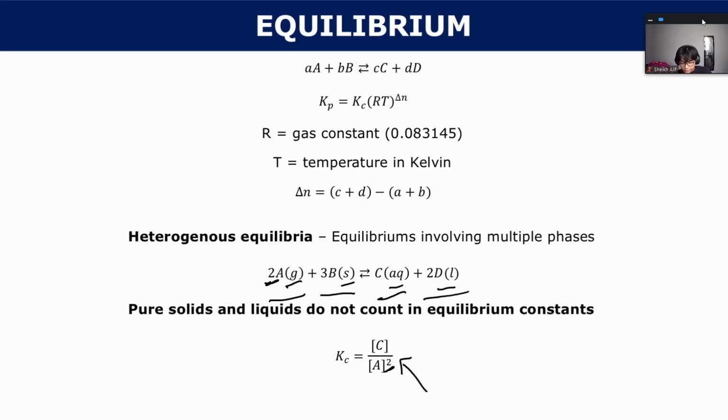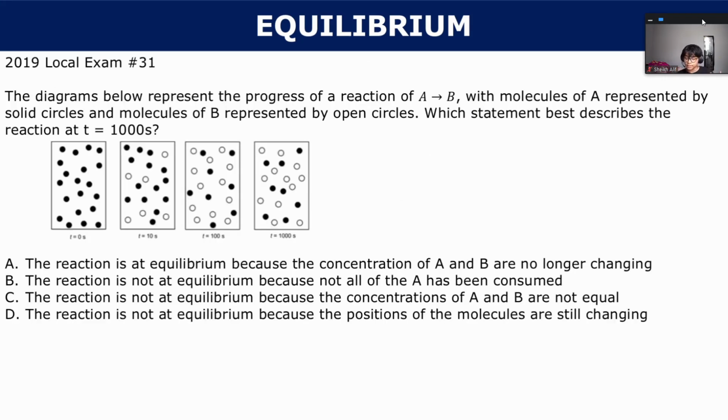Alright, I think that's all I have for the lesson. Let's just do a bit of practice to solidify all this. The diagrams below represent the progress of a reaction A to B with molecules of A represented by solid circles and molecules of B represented by open circles. Which statement best describes the reaction at t equals 1000 seconds? Well, the important thing about t equals 1000 seconds is that it does not change from t equals 100 seconds. You can see that there's the same number of black and white molecules at t equals 100 seconds and t equals 1000 seconds.